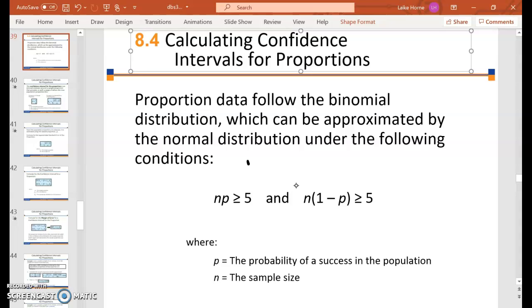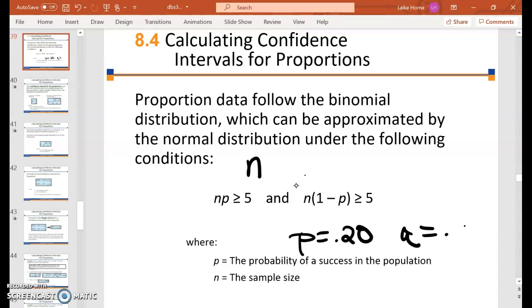Well, remember N and P and Q. N is the sample size, P is the probability of success, and Q is the probability of failure. And Q is 1 minus P. So P and 1 minus P add up to 1. The probability of success, if P was 0.20, then Q would have to be 1 minus 0.20, which would be 0.80. That's some of the stuff we did with binomial distributions.